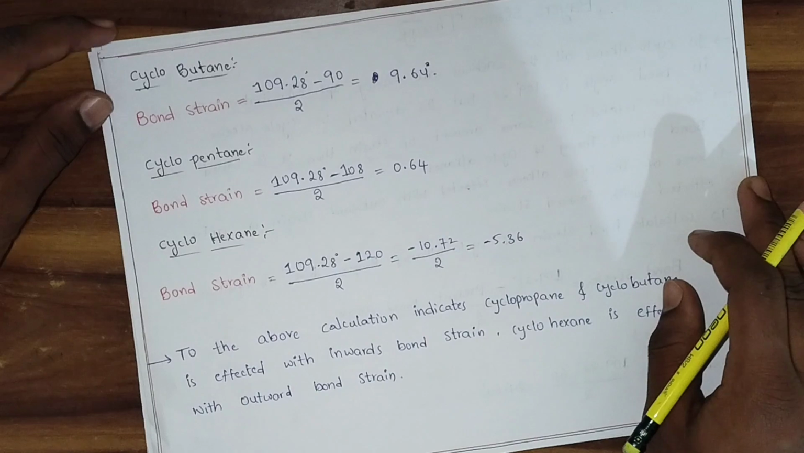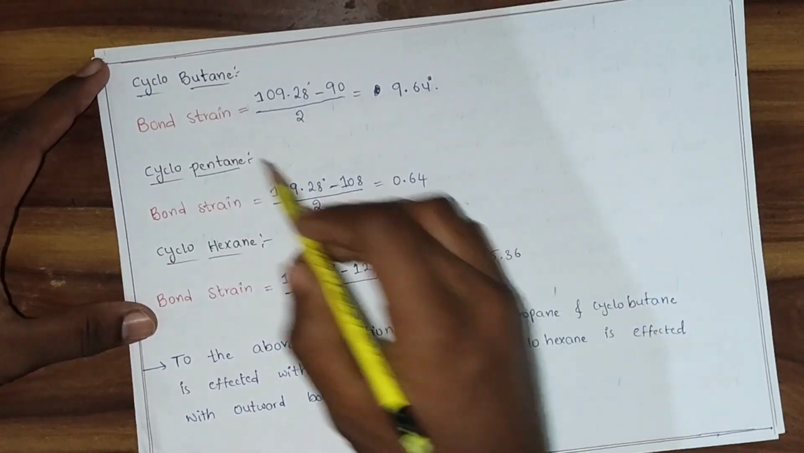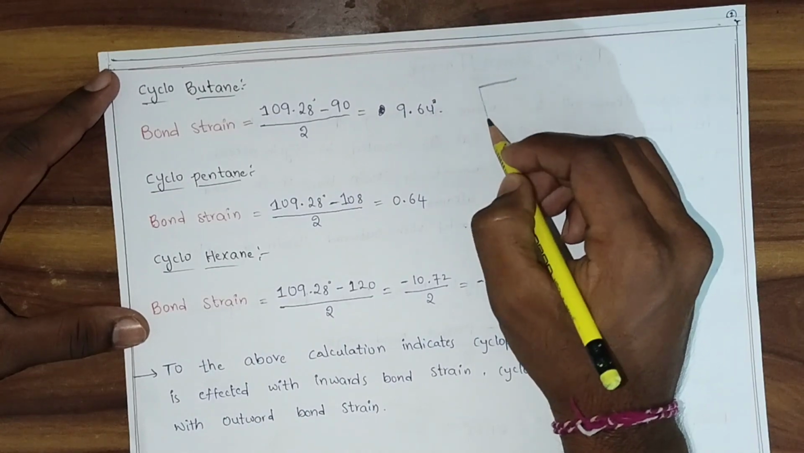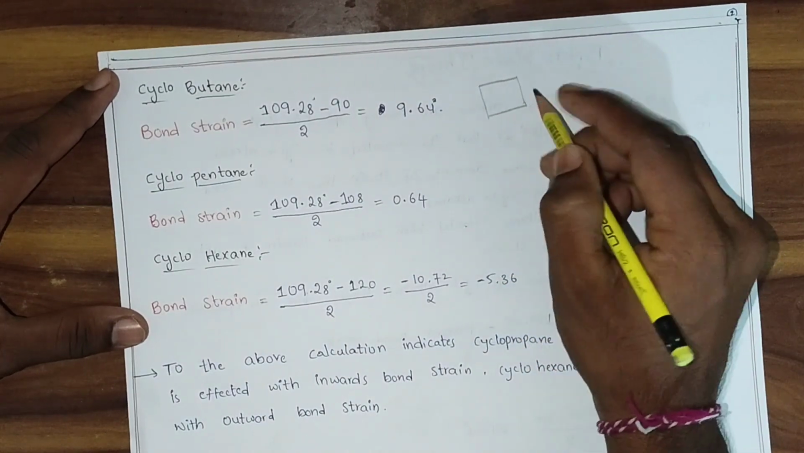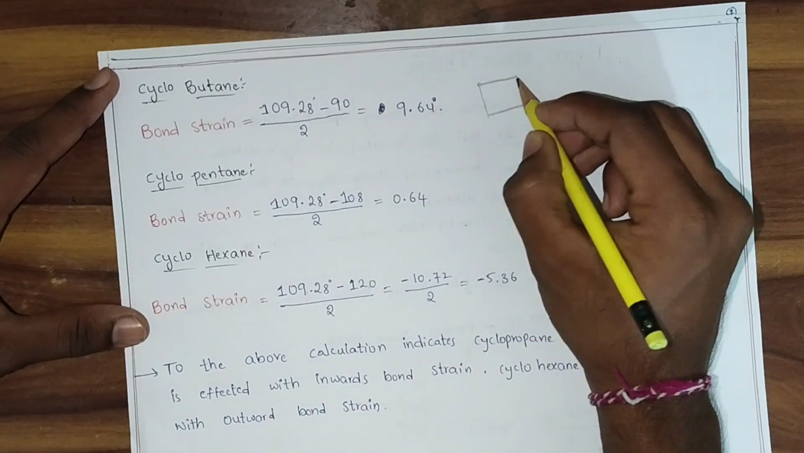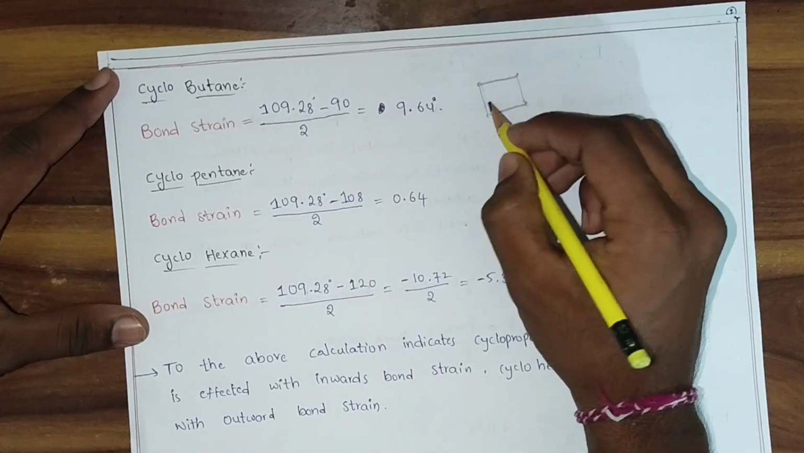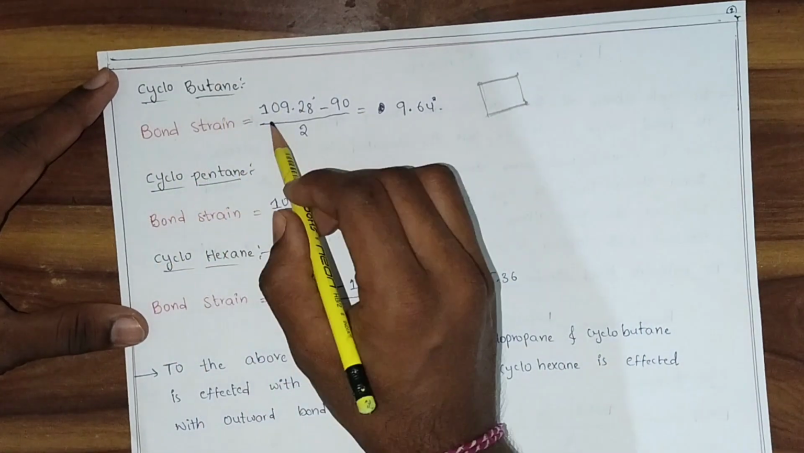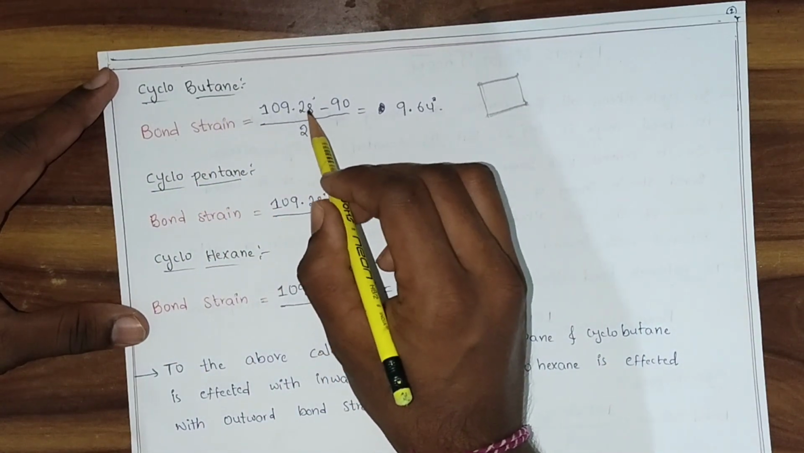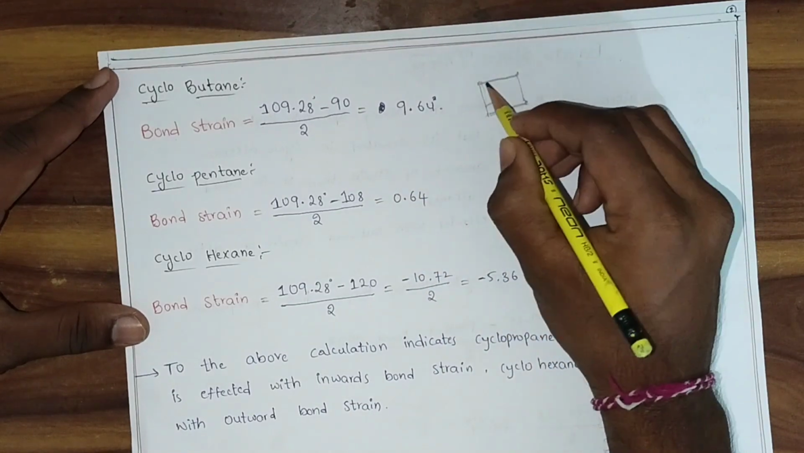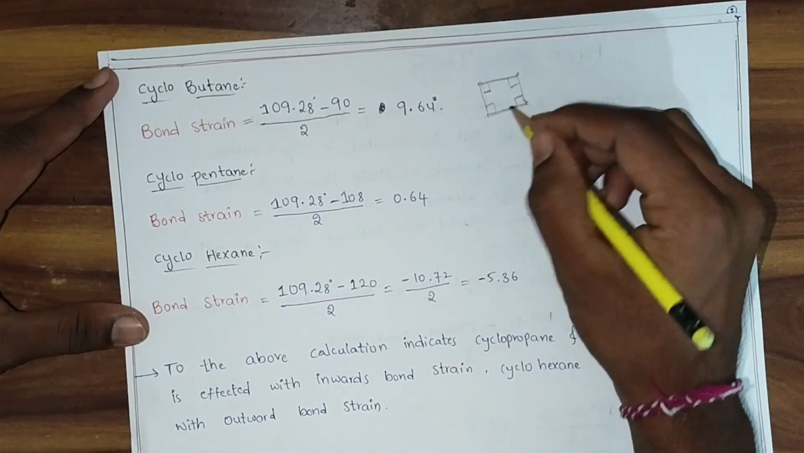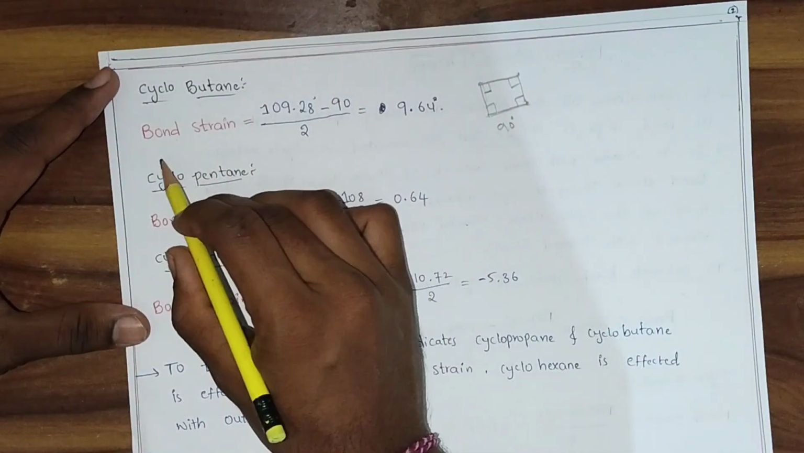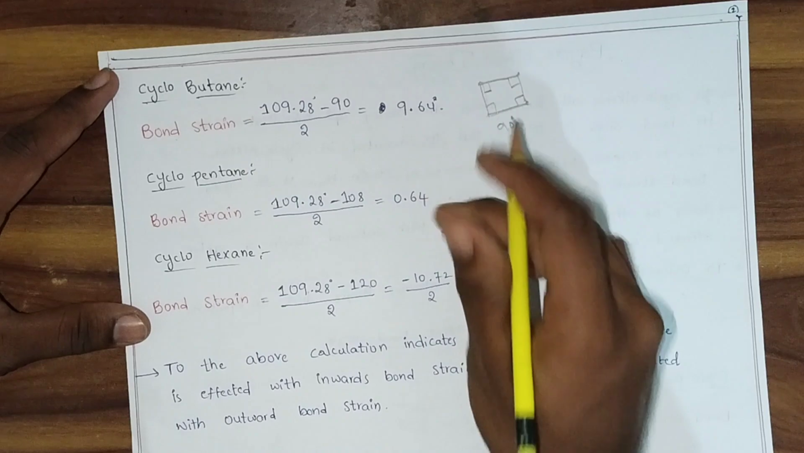Next example: cyclobutane. Butane means 4 carbons, and it is in cyclo form, so it is called cyclobutane. The bond strain is equal to 109.28 degrees minus the present bond angle, which is 90 degrees, divided by 2. The bond strain is 9.64 degrees.